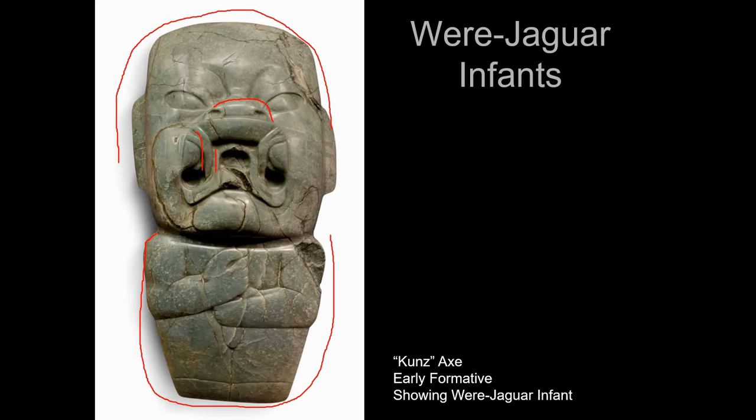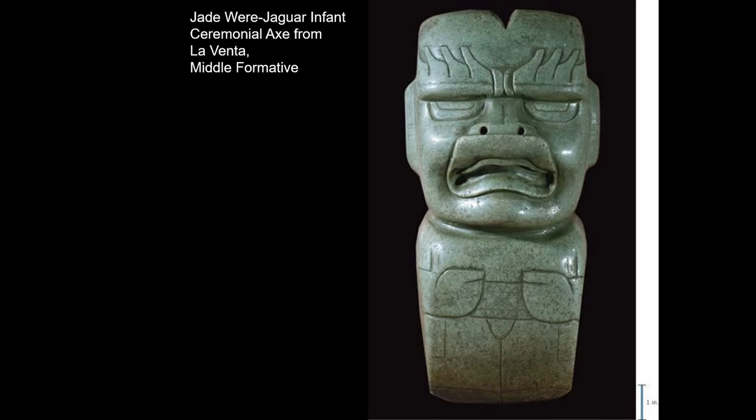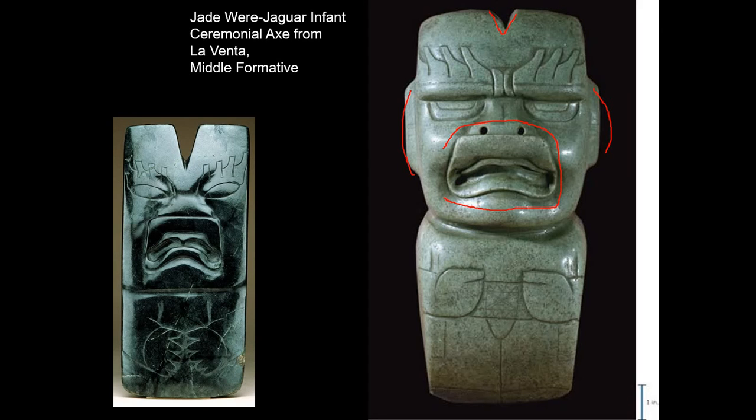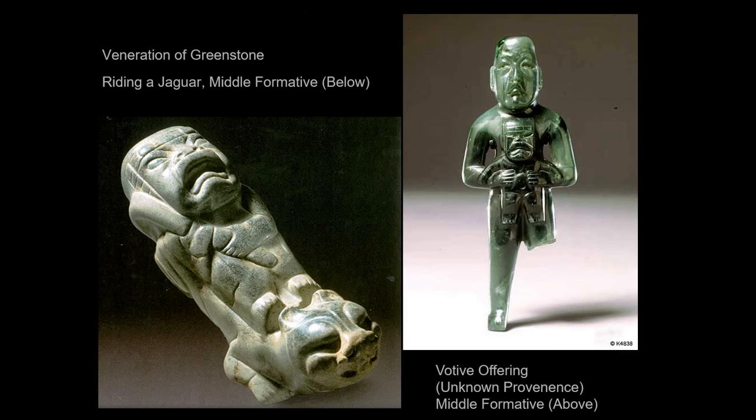Of all the were-jaguar imagery, the most significant is going to be jaguar infants. These are creatures that have, again, the cleft in the head. They have the snarling, upturned mouth, but ears on the side of their head, and they're obviously meant to be human infants in some way. And we see a whole endless variety of these popping up everywhere. And most of them are going to be in greenstone.